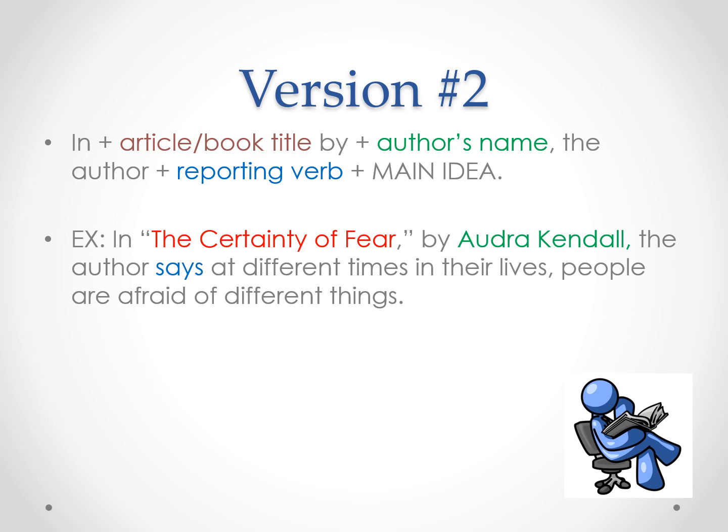So if we look at this one here, we can see it says "in," and here's the title. Notice also with the title of an article, we always use quotation marks. And you'll notice this in every one of these versions. There's quotation marks. And then we have "by." Here we have the author's name, a comma after it, and then we need to include the words "the author." And then the reporting verb in the simple present tense, and then the main idea.